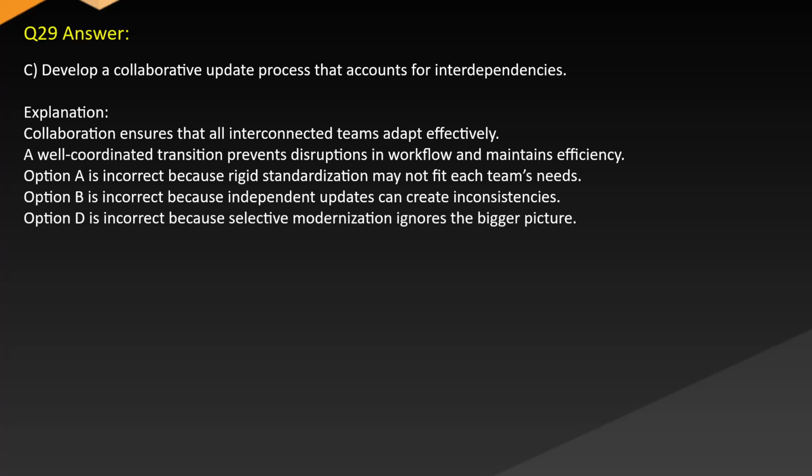Answer: C. Develop a collaborative update process that accounts for interdependencies. Explanation: collaboration ensures that all interconnected teams adapt effectively. A well-coordinated transition prevents disruptions in workflow and maintains efficiency.